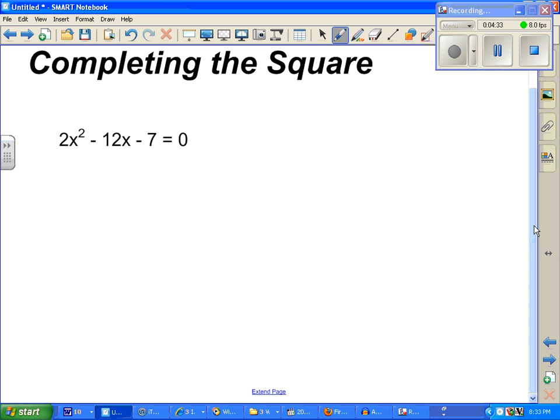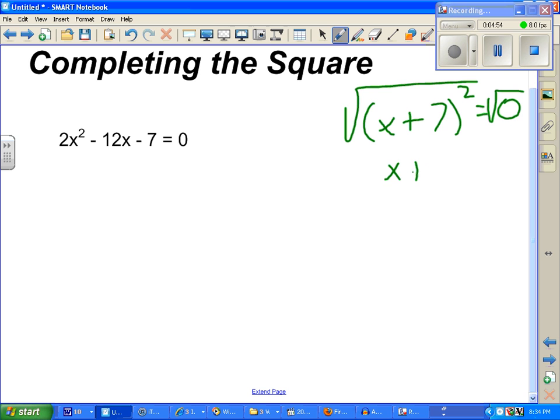Basically what we're trying to get with completing the square is a perfect square. So where we have something like x plus 7 squared equals 0, or equals any number really. Because at this point I can take the square root of both sides, and I end up with x plus 7 equals 0. Keep solving, x equals -7. That's what I need. I need a perfect square so that I can solve it.